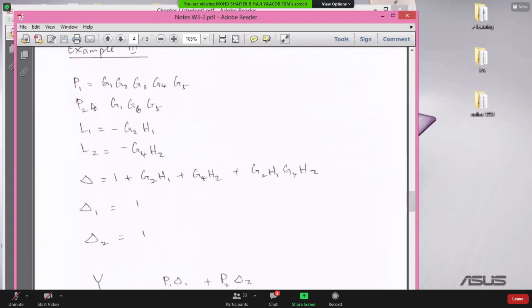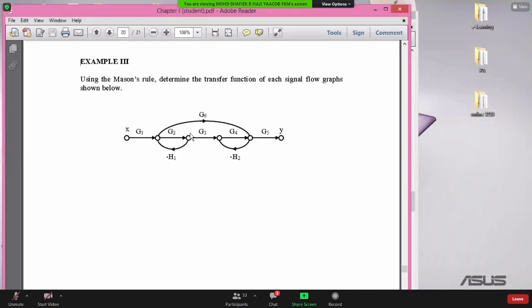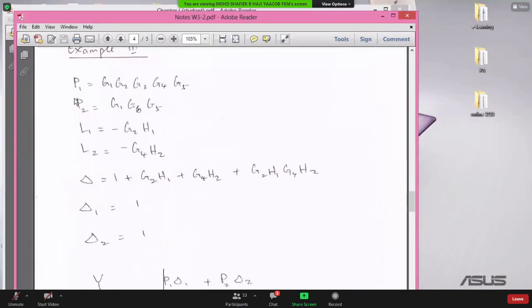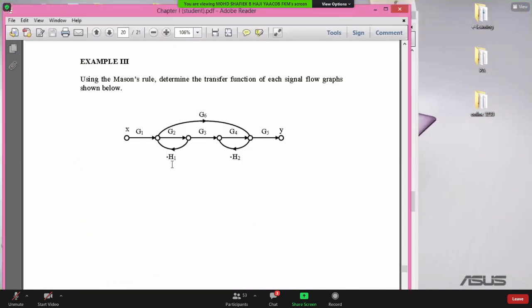Okay, so we have two loops, two forward paths. G1, G2, G3, G4, G5, that's the first one. The second one is G1, G6, and G5. Okay, we have two forward paths. We have two loops. Loop 1, negative G2H1. Loop 2, negative G4H2.